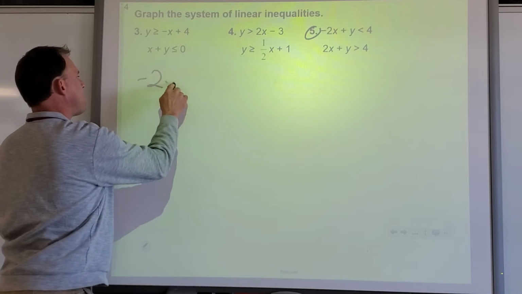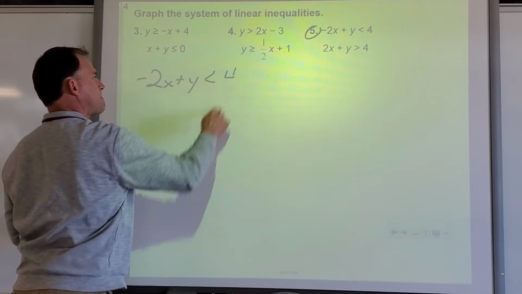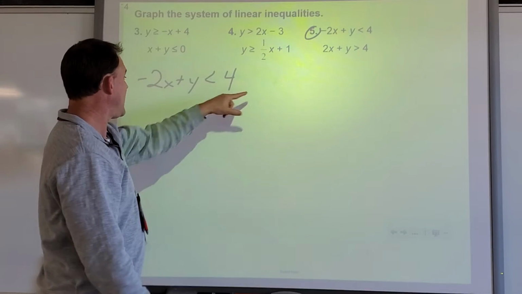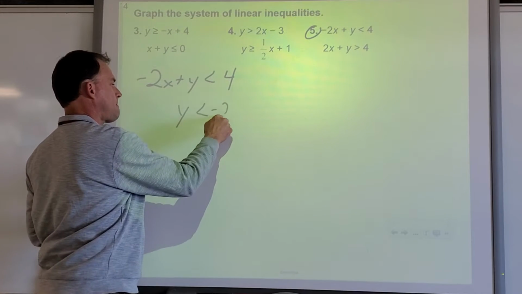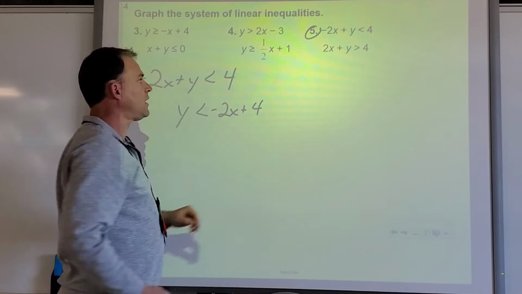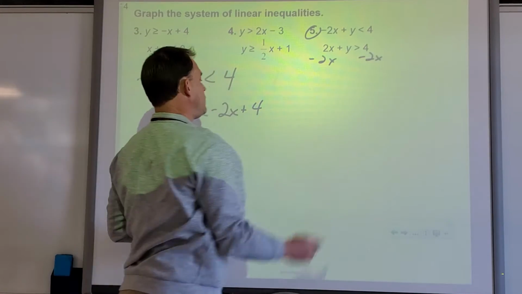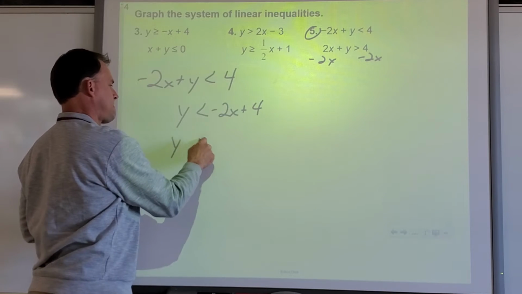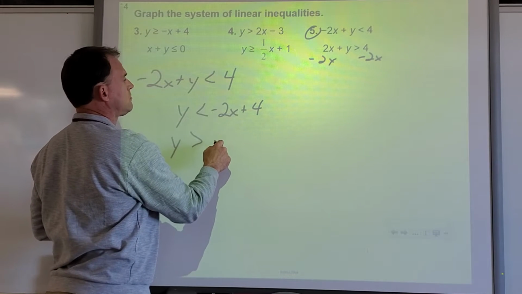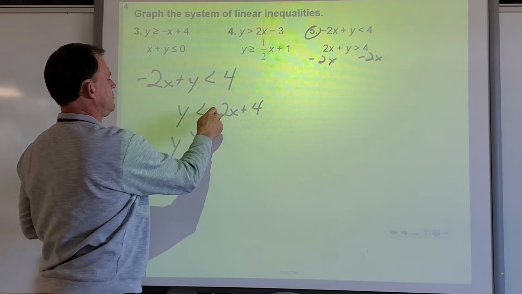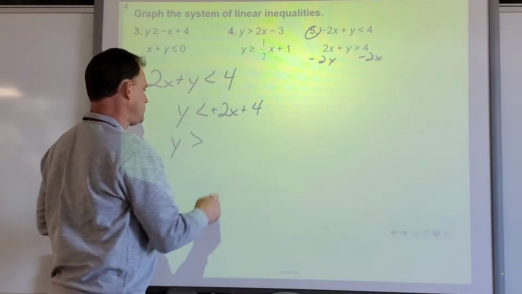So, get y by itself, add the 2x over here. This one's pretty easy to do. You would just subtract 2x from both sides. Sorry, typo.